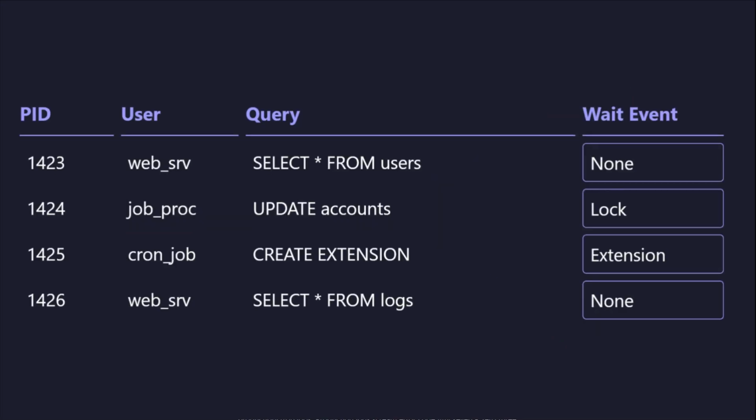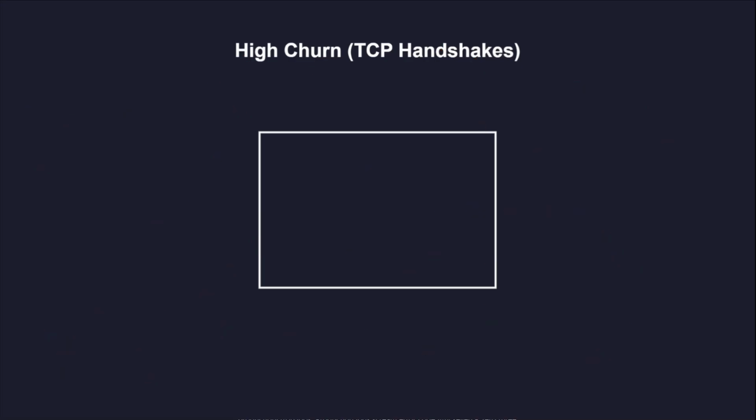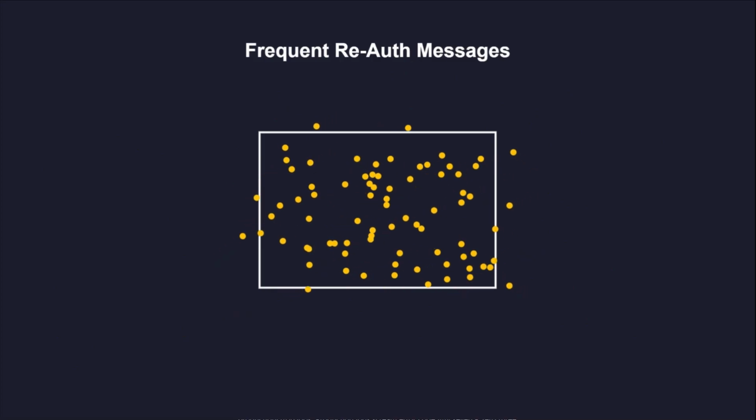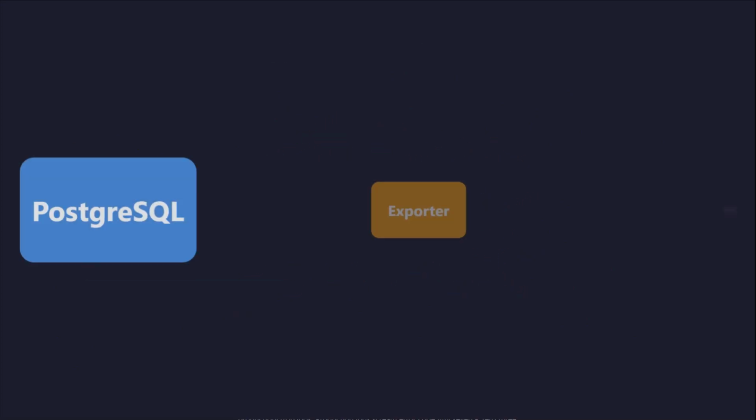Monitor the wait_event column in pg_stat_activity. Connections stuck in the extension or lock wait states are often signs of resource contention. High connection churn indicates that your application is not reusing connections. Check your logs for frequent authentication messages and adjust your pool settings.